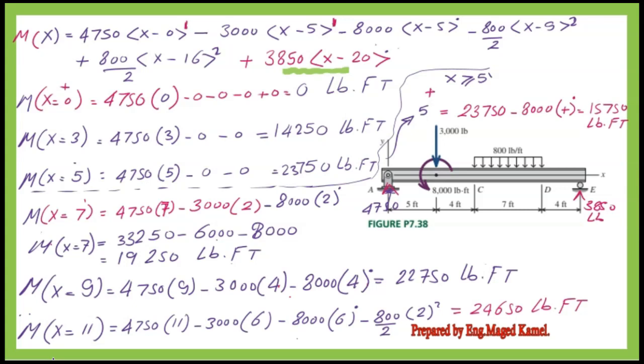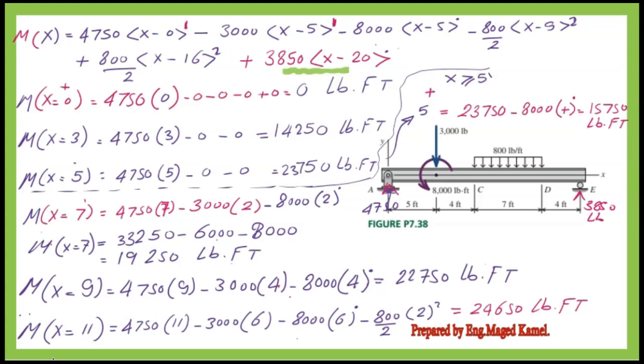M of x equal to 7 will be 4,750 by 7 minus 3,000 multiplied by 2 minus 8,000 multiplied by 2 raised to the power of 0. The final value of the moment will be 19,250 pound-foot. For m of x equal to 9, it will be 4,750 by 9 minus 3,000 by 4 minus 8,000 by 4 raised to the power of 0. It will be 22,750 pound-foot.